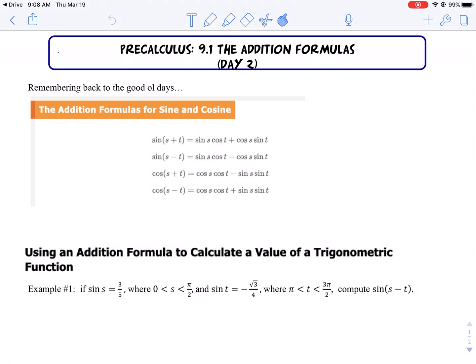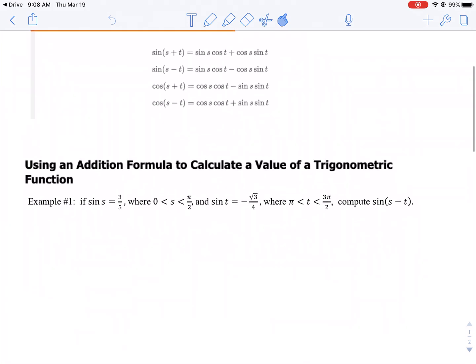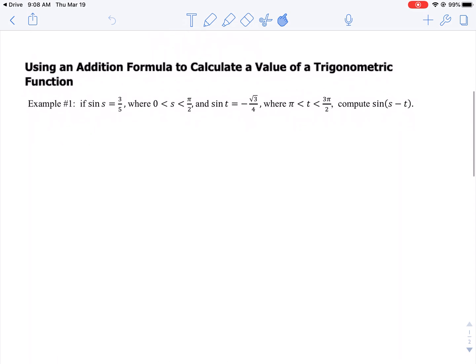So a little bit of application with these now. If I wanted to use the addition formula to calculate the value of a trigonometric function, for example, we could be given sine of s equals 3/5, where s is between 0 and pi half. When in doubt, I'm going to draw a picture. It's between 0 and pi half, so I know it's in the first quadrant. I know the sine of angle s is 3/5. Nothing new there. It's always a good idea to find the other side. Using the Pythagorean theorem, I can find that this side is 4. That's all about sine of s.